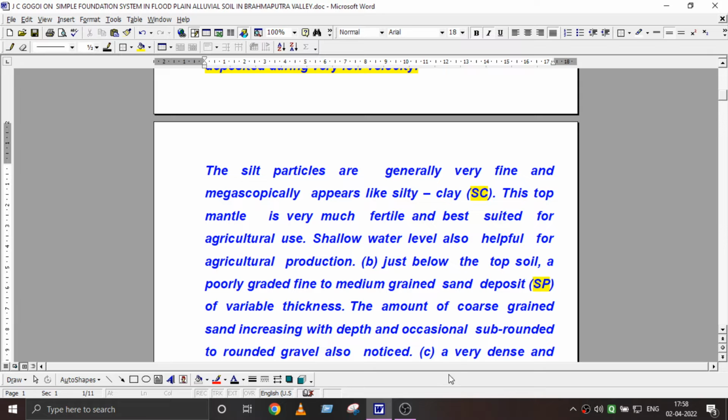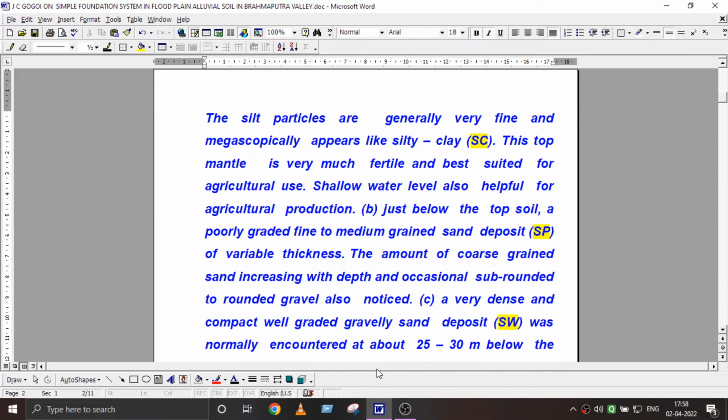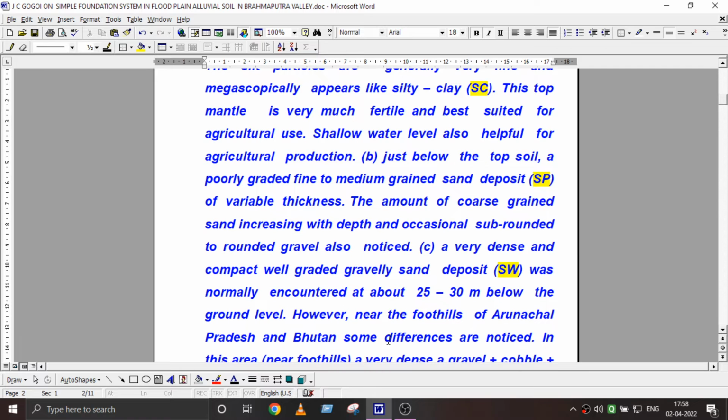Another type is very dense and compact gravelly sand, SW, normally encountered at a depth of 25 meter to 30 meter below the ground level. However, this north bank of Brahmaputra Valley, started from Pasighat to Dhubri, is not the same everywhere. The thickness of this layer varies from place to place.